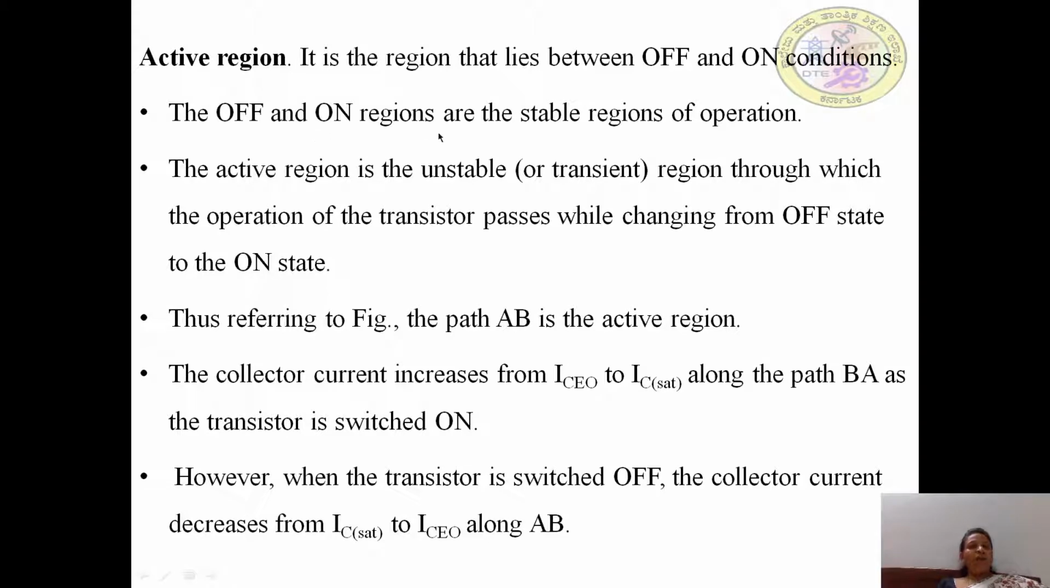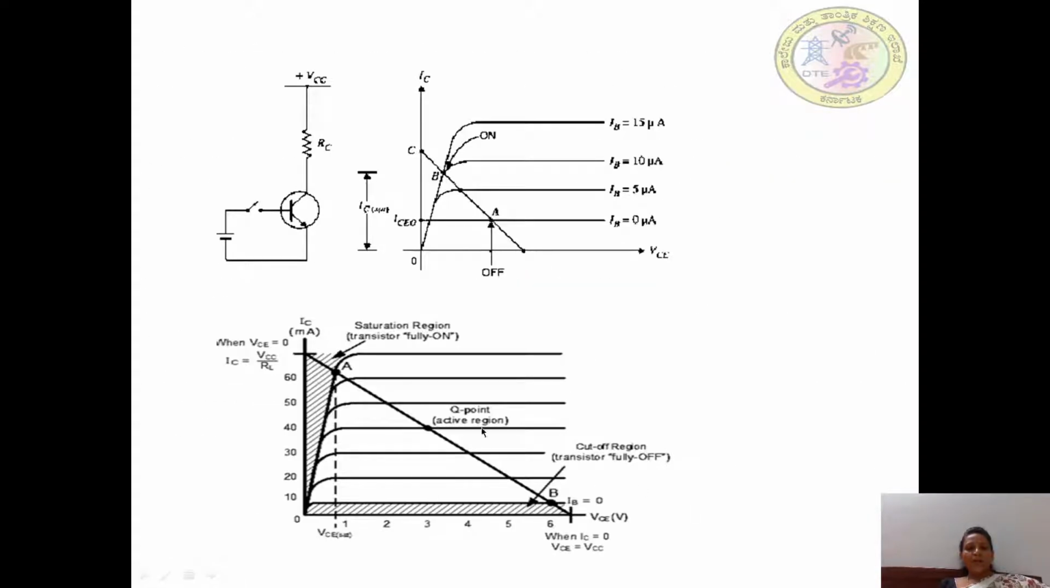The off and on regions are the stable regions of operation, whereas the active region is unstable. It is the region through which the transistor operation passes while changing from the off state to the on state. When a transistor switches from off to on, or from on to off, it has to pass through the active region. So the path is AB. This is the path AB that the transistor has to pass through while changing the state from off to on or on to off.